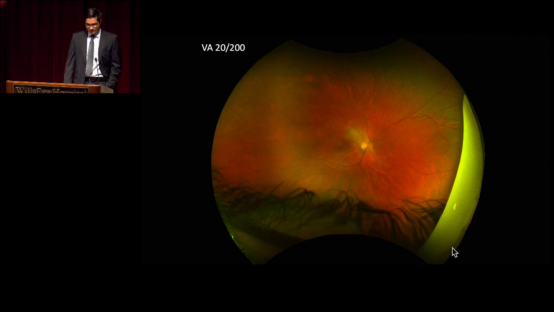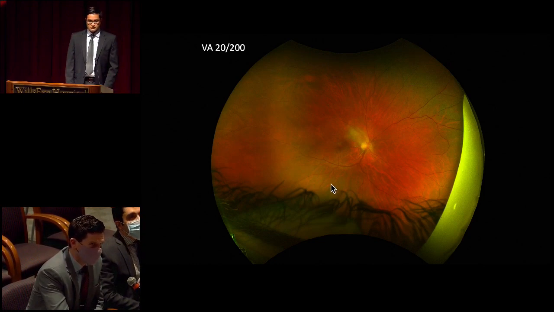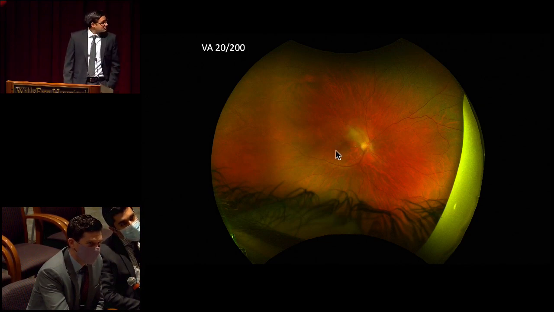Dr. Light? So we have a wide field pseudo-color image of the right eye. Vision is 20/200 as mentioned. Overall, the media opacities are minimal, maybe a little bit of some mild haziness. Attention's immediately drawn to the disc, where the superior margin is a little bit obstructed, not very sharp as is the rest of the disc here. The macula itself looks clear of lesions.